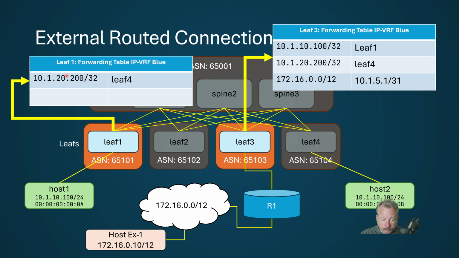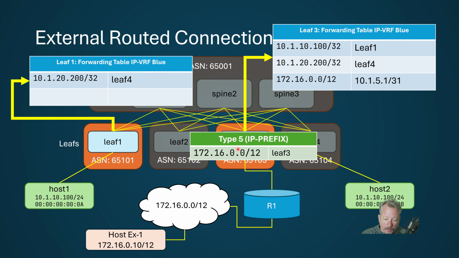So with a type 5 route, that's going to populate that external routing information into leaf 1's forwarding table. So now we know 172.16.0.0. If I get a packet on leaf 1 destined for that network, it'll just forward it on to leaf 3. Leaf 3 will then forward it to its next hop. So that's the purpose of the external type 5 route. So let's go ahead and demonstrate that.